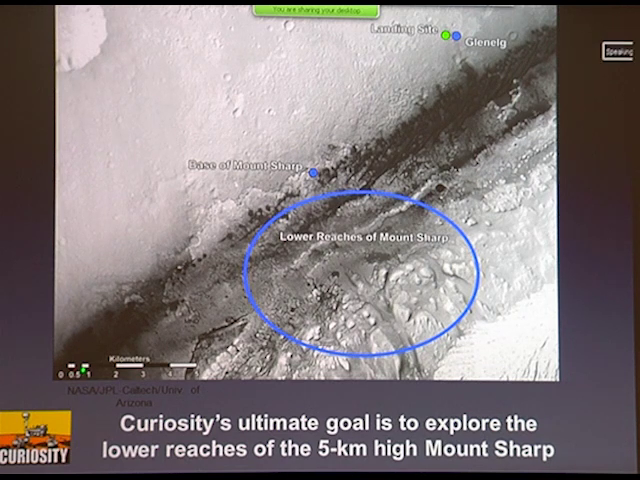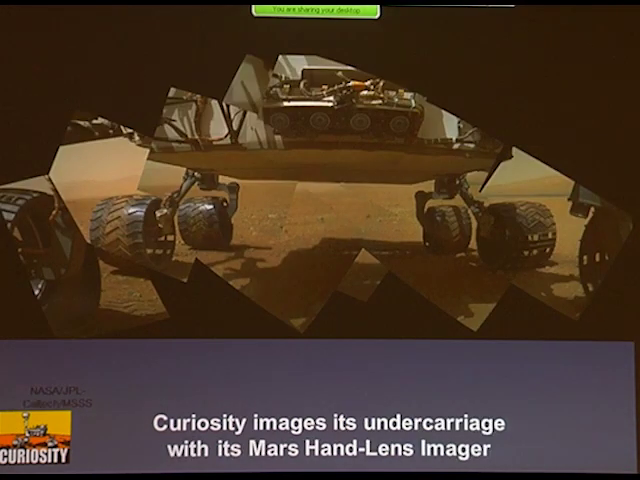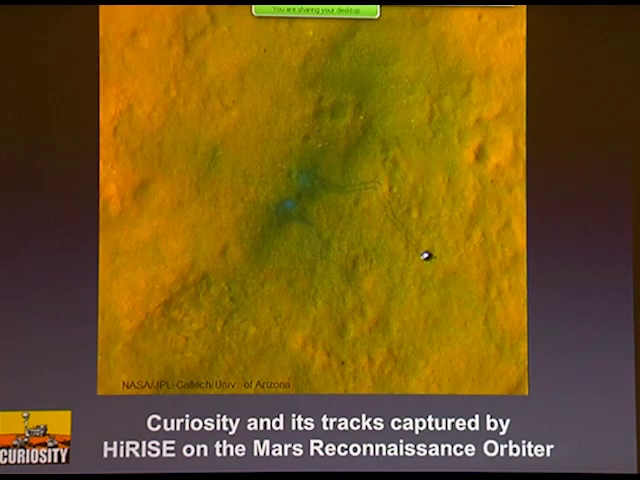Now, look at the scale. Doesn't seem very far, but look at how far we've been able to travel in 90 days, so it's going to take us a while to get there. I love this picture. So this is the undercarriage of the rover driving from the MAHLI camera. And here's a picture from MRO, the Mars Reconnaissance Orbiter, of how this was taken pretty early on, and you can see the tracks and how far we've driven on the surface.